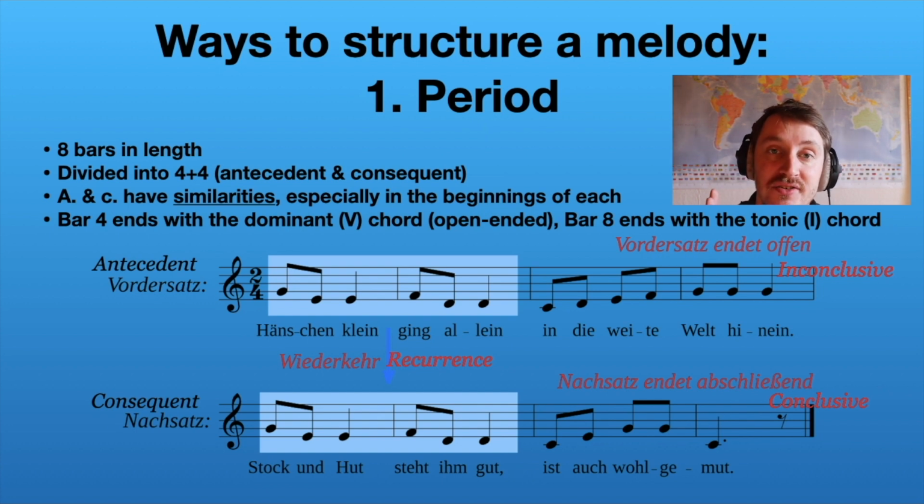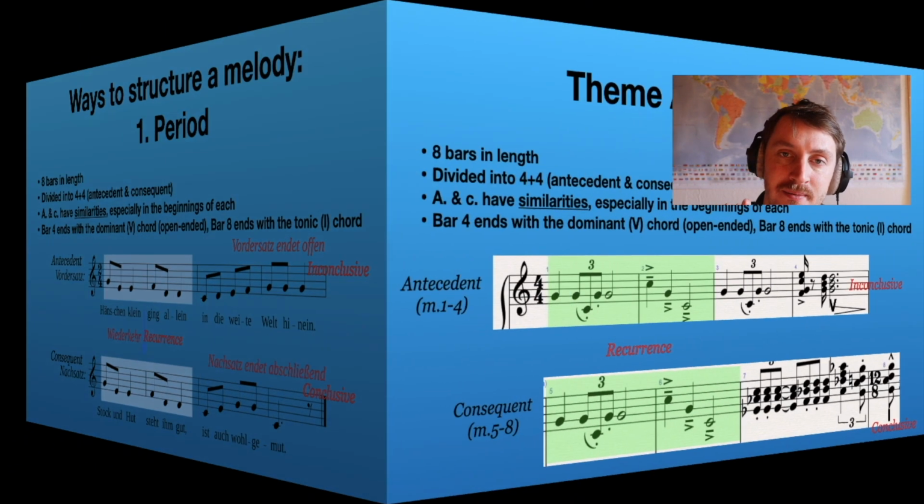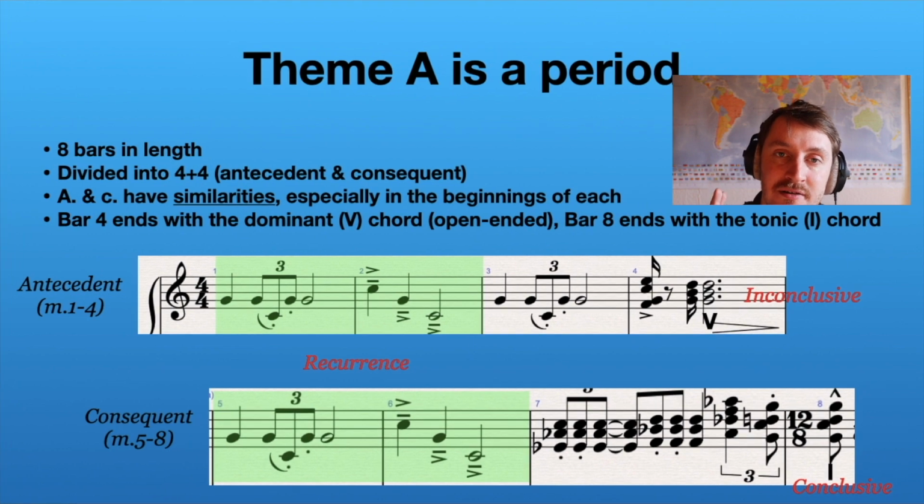The antecedent usually ends on the 5 chord, the consequent on the 1 chord. The antecedent ends on the 5 chord, signifying that we're not done yet. There's still some unresolved tension. An ending on the 5 chord is also called a half cadence, and the consequent ends on the 1 chord, providing closure to these 8 bars. And when we take a look at the opening 8 bars of this piece, we can see that this is, in fact, a period.